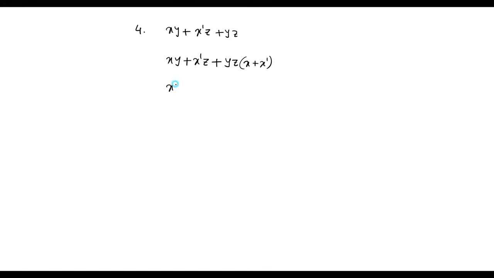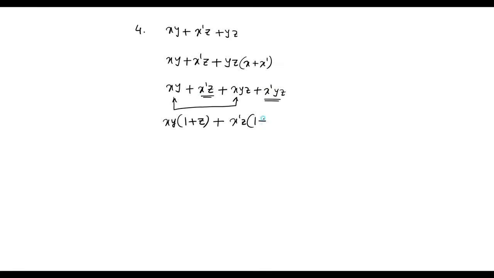I will simplify this further as xy + x'z plus, here I will multiply, I can get xyz plus x'yz. So now comparing these two terms, I can write xy as a common factor, xy(1 + z), plus, comparing the other two terms, I can take x'z as a common factor, x'z(1 + y). Here xy(1 + z), 1 + z is nothing but 1, plus x'z, 1 + y is nothing but 1. So xy·1 is nothing but xy, plus x'z·1 is nothing but x'z. So this is the simplified expression for this function.